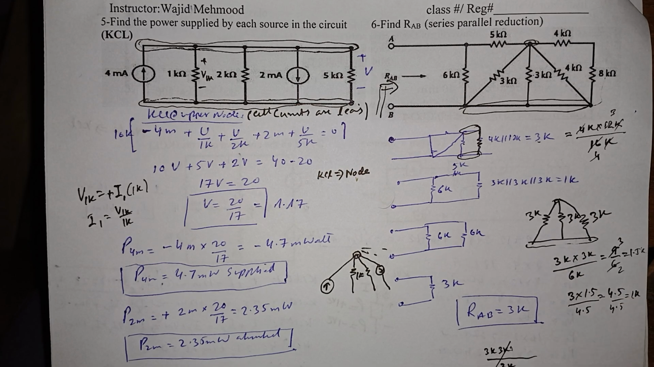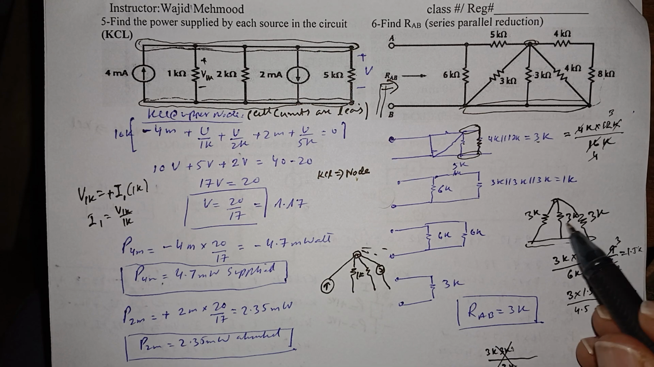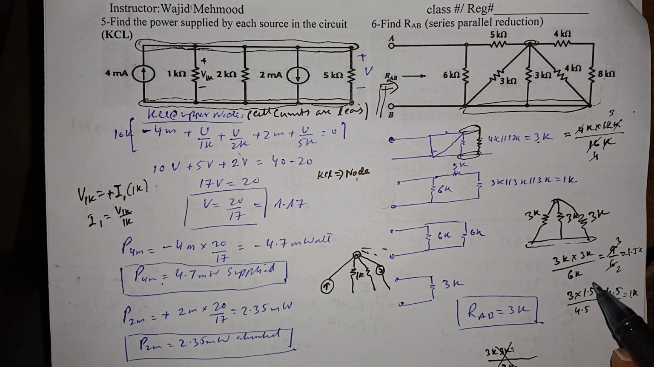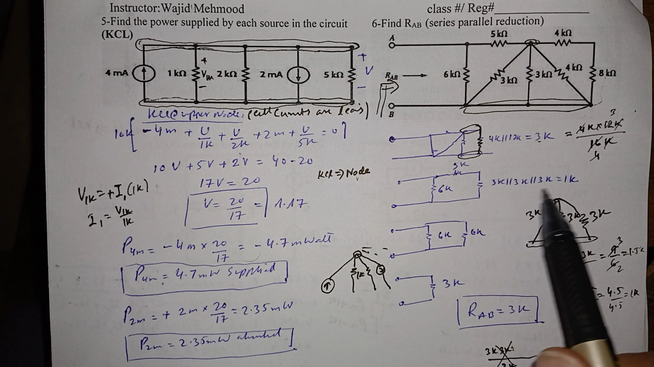But I think this is fine. You can just pair two resistors and find this, use the same formula, and then pair the reduced one with the other one, and like this, find the equivalent resistance, which is shown here. It's 1K.